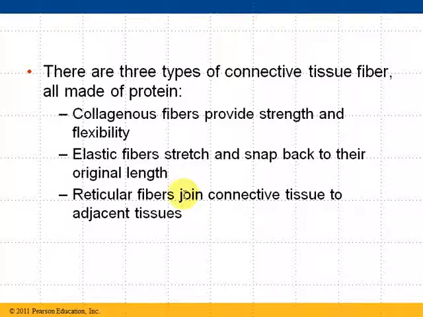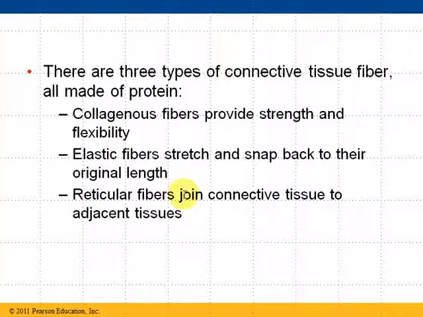We have elastic fibers that stretch and snap back to their original length, and reticular fibers which join connective tissue to adjacent tissue. So connective tissue is made up of collagenous fibers, elastic fibers, and what we call reticular fibers, and these are all just various ways of connecting material together.